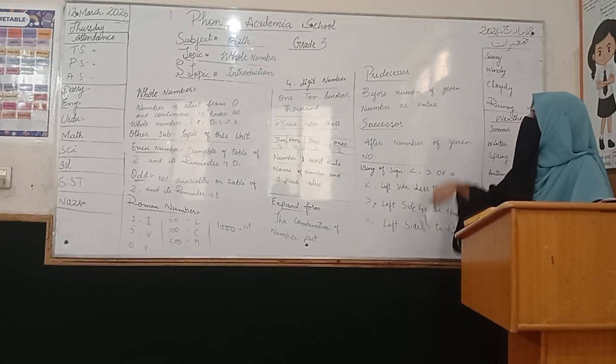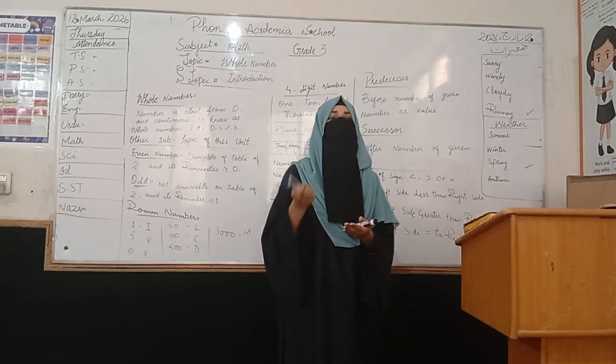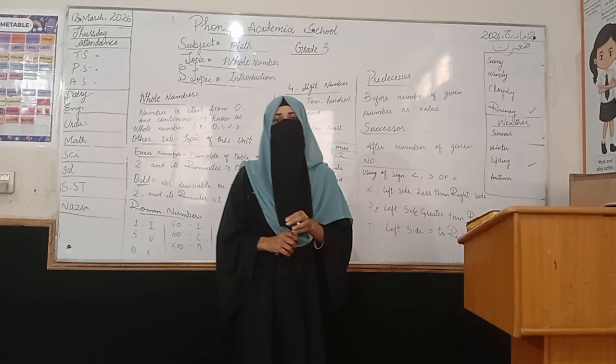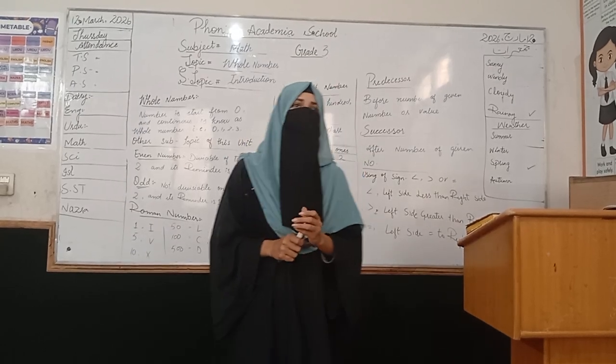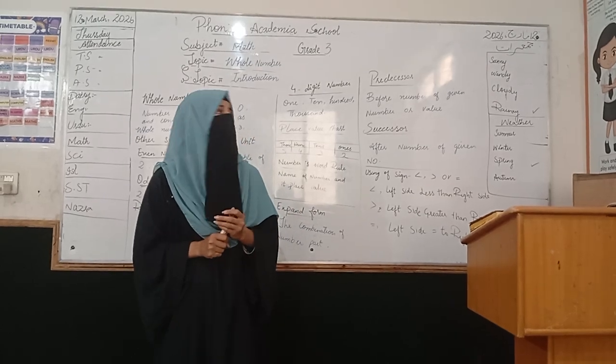Predecessor: the number before the given number. For example, the number that comes before your value. Before number of the given number. For example, you have the number 9 and they say to write the predecessor of this number. So the predecessor of 9 is 8.